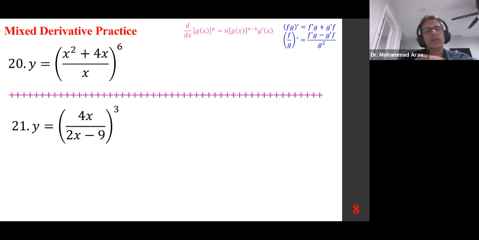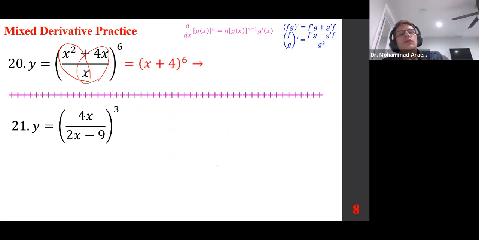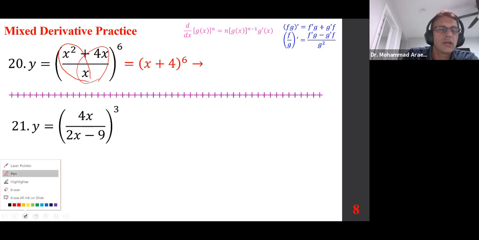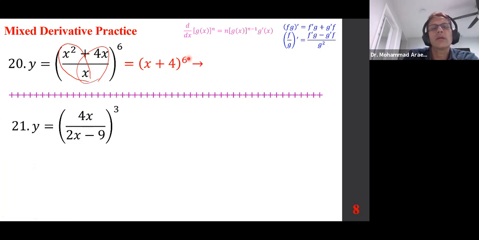Anytime we have a fractional expression, we are looking to see if it's possible to simplify. This gives you x. This gives you 4. So that's the first thing you need to do. This is one of those questions on mixed derivative practice. And now it's a simple case of the extended power rule. This sits in front, then the same thing to the power of 5.